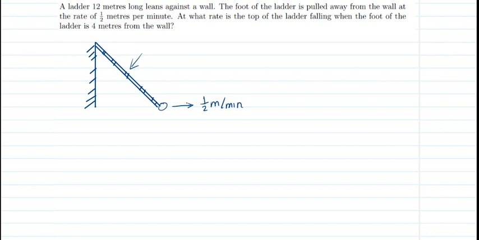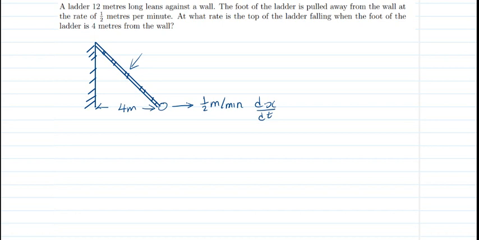Okay, so this rate we can say it's dx, the change in x. Since it's with respect to time, we can say it's dx/dt. Then the question is: at what rate is the top of the ladder falling when the foot of the ladder is 4 meters from the wall? So the distance between the wall and the foot of the ladder is 4 meters.